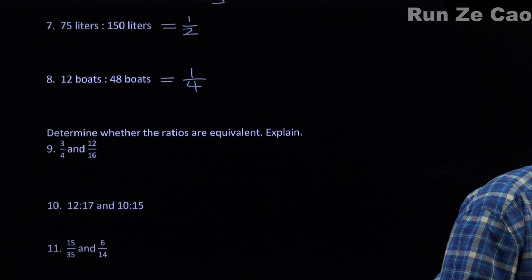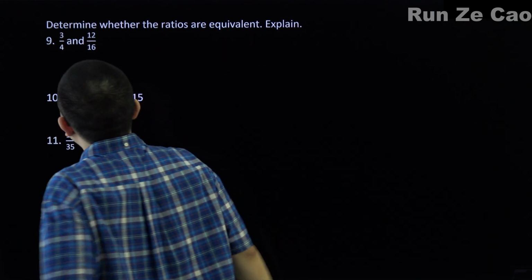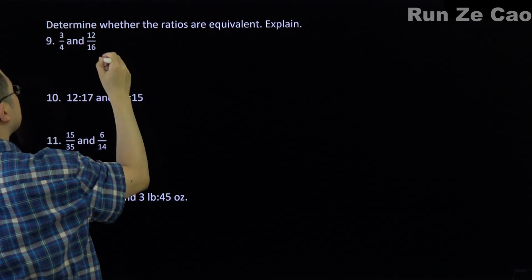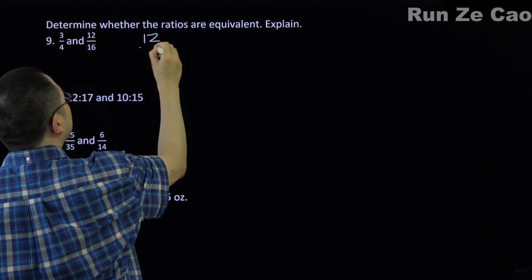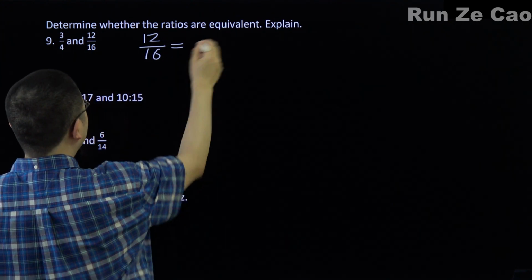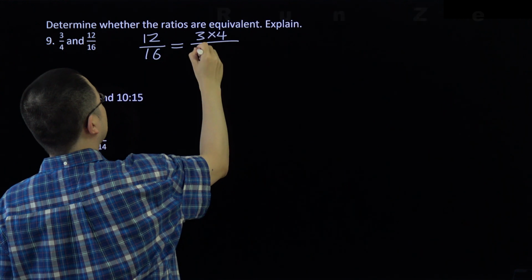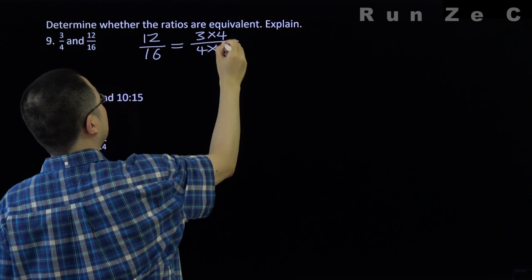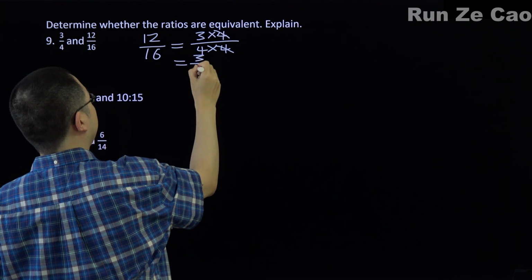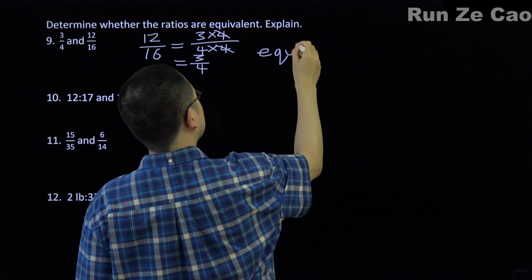Okay, determine whether these ratios are equivalent and explain. Well, 3/4 and 12/16. 12/16 is equal to 3 times 4 over 4 times 4. So we cancel those out, equals 3/4. Thus they are equivalent.